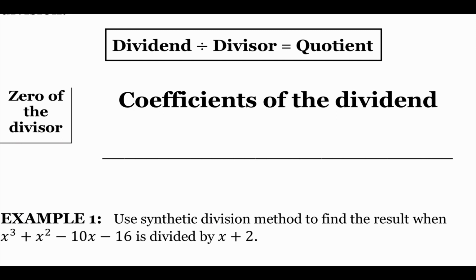What's a coefficient? What is a coefficient? A number without the variable. Yep. So a number in front of a variable. A number in front of a variable. That's it. No variable. Okay? Okay.